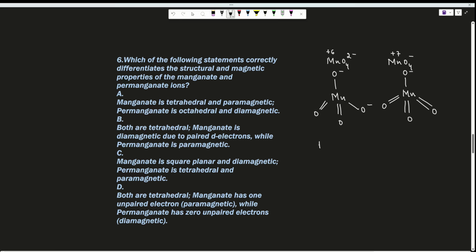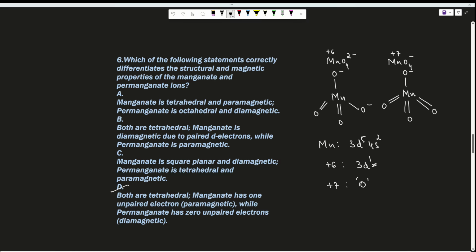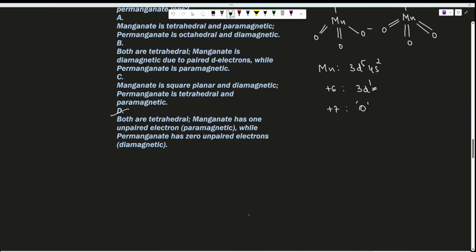Then if you consider this is in +6 state, this is in +7 state. So you know that manganese is 3d5 4s2, right? So +6 state means you will have 3d1, but +7 state means no electrons here, 0 electrons, correct? So here due to 1 electron this becomes paramagnetic, and here we don't have any unpaired electrons, so this becomes diamagnetic. So here both are tetrahedral. Manganate has 1 unpaired electron while permanganate has 0 unpaired electrons. Okay, next.